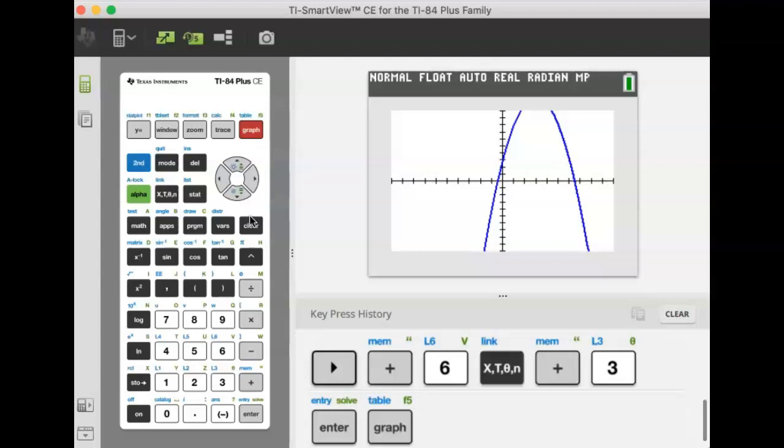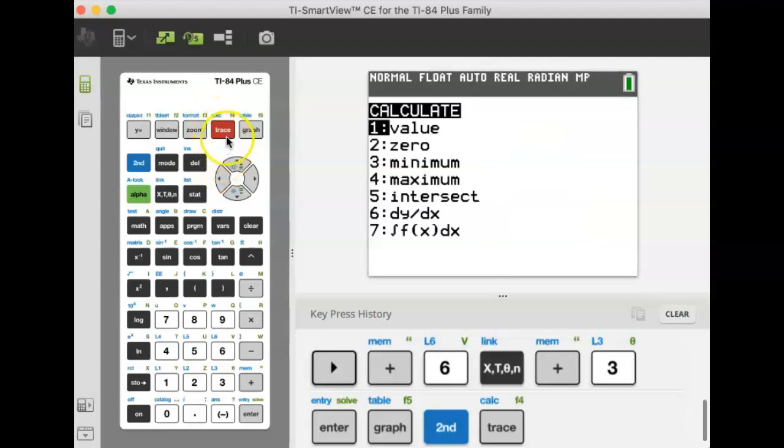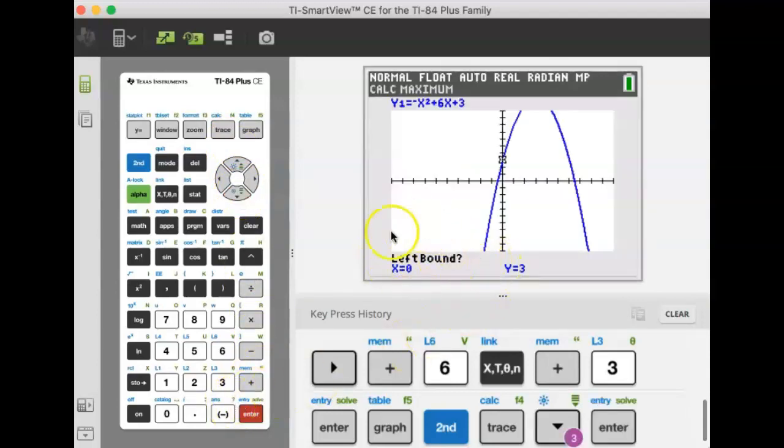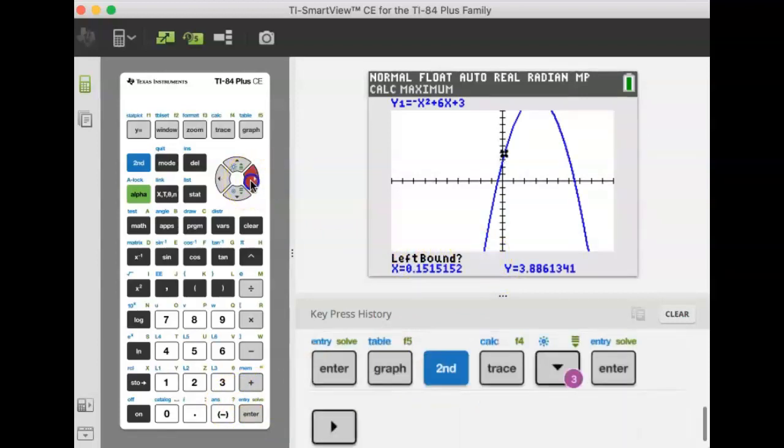Okay. We can't see the vertex, but that's okay. I'm going to hit second trace because that function up there in blue is a second function and it's going to allow me to calculate all these values off a given graph. Now I know my vertex is a maximum because it opens down and I can see that it's a maximum. So I'm going to go to maximum and hit enter. It's now going to ask me for a left boundary. So I want to be the left of my vertex. There isn't a specific left, just left of your vertex. I am, so I'm going to hit enter.